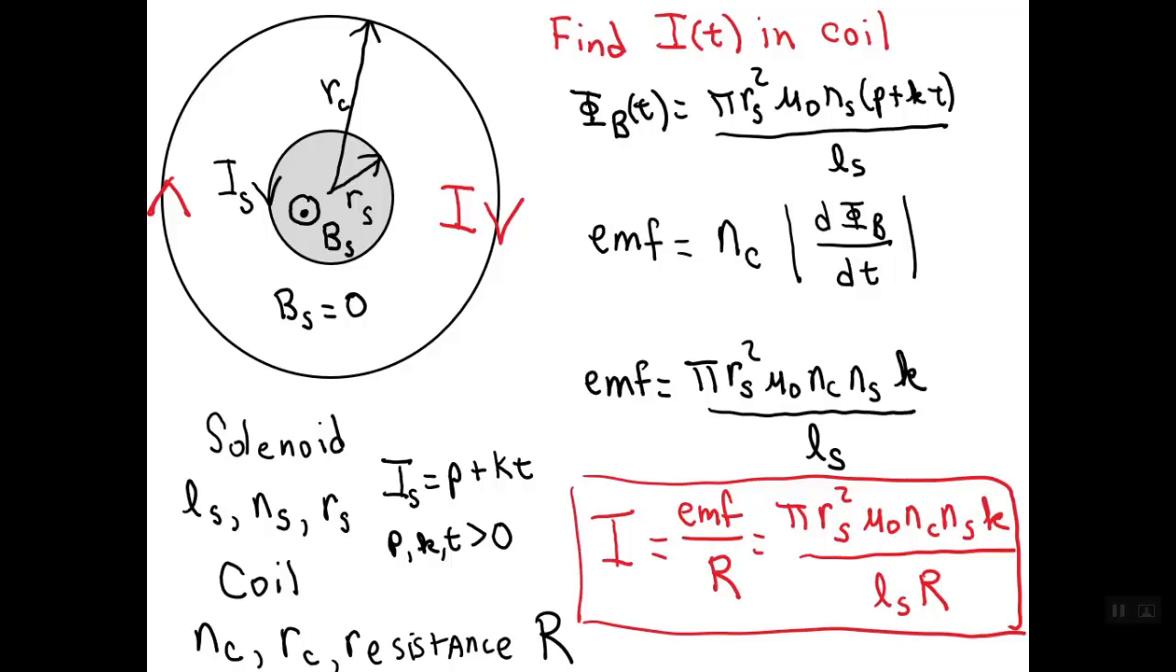The solenoid's B field is increasing out of the page, so by Lenz's law, the current in the coil produces a second B field that's into the page that tries to offset the flux increase out of the page from the solenoid. A coil B field into the page means the coil current must be clockwise.